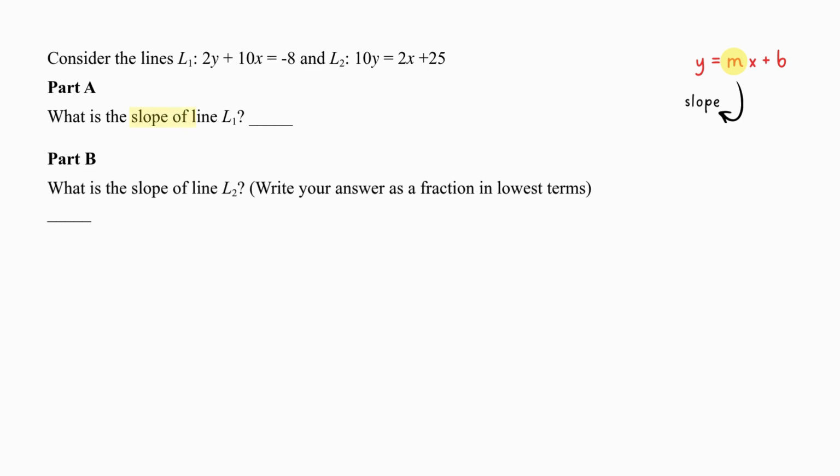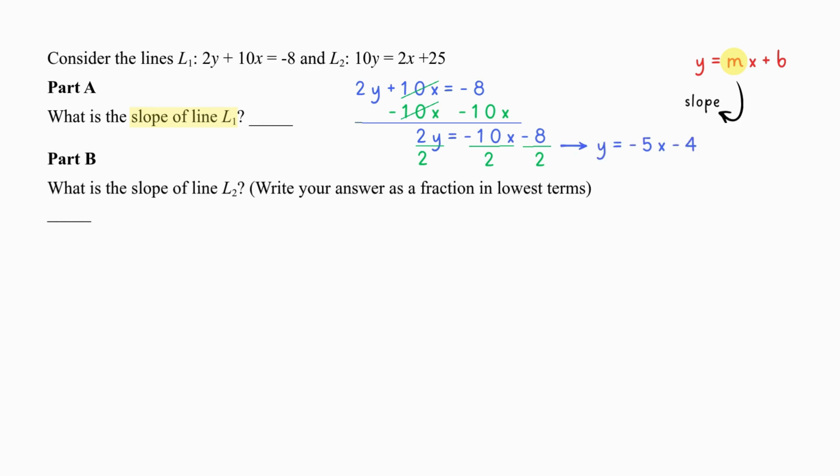Part A. Slope of line L1. Start with the equation 2y plus 10x equals -8. Move 10x to the right side by subtracting it from both sides. Divide every number by 2 to leave y alone. Find the number next to x. The slope of L1 is -5.